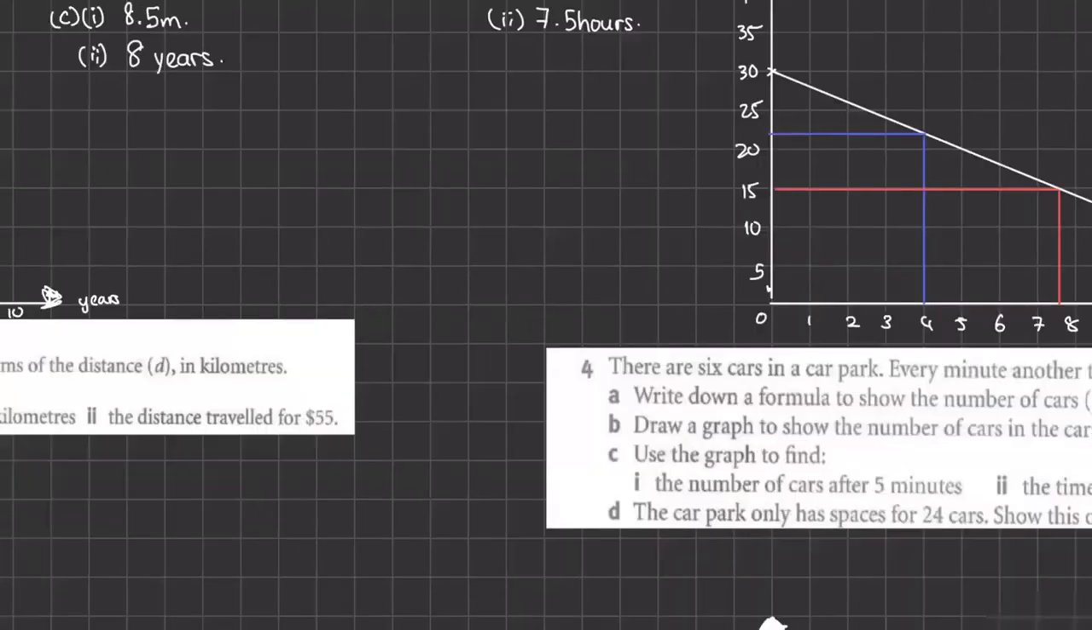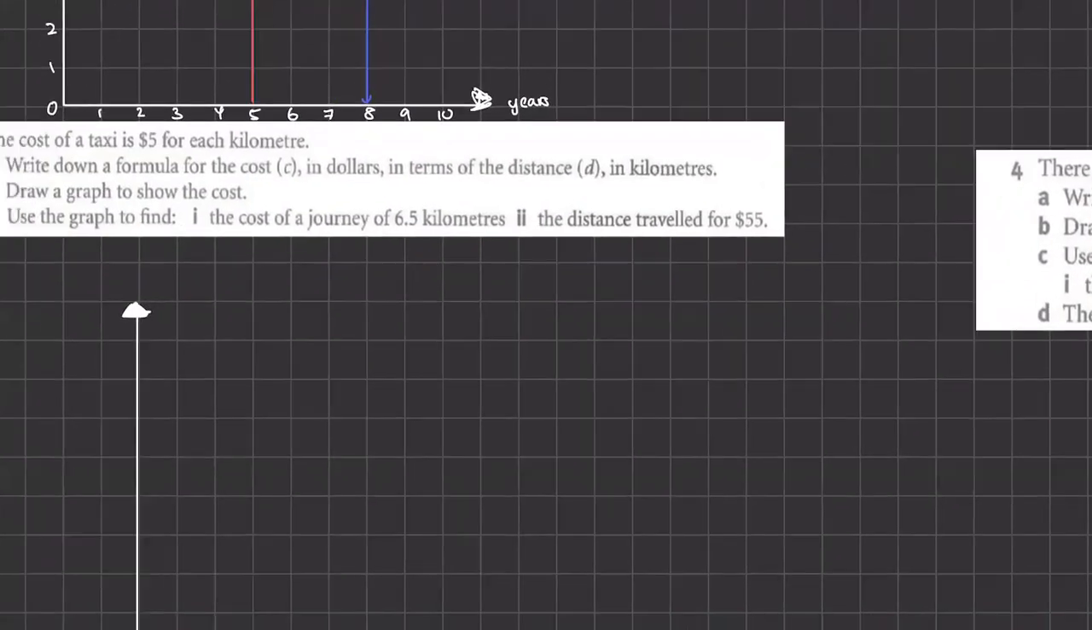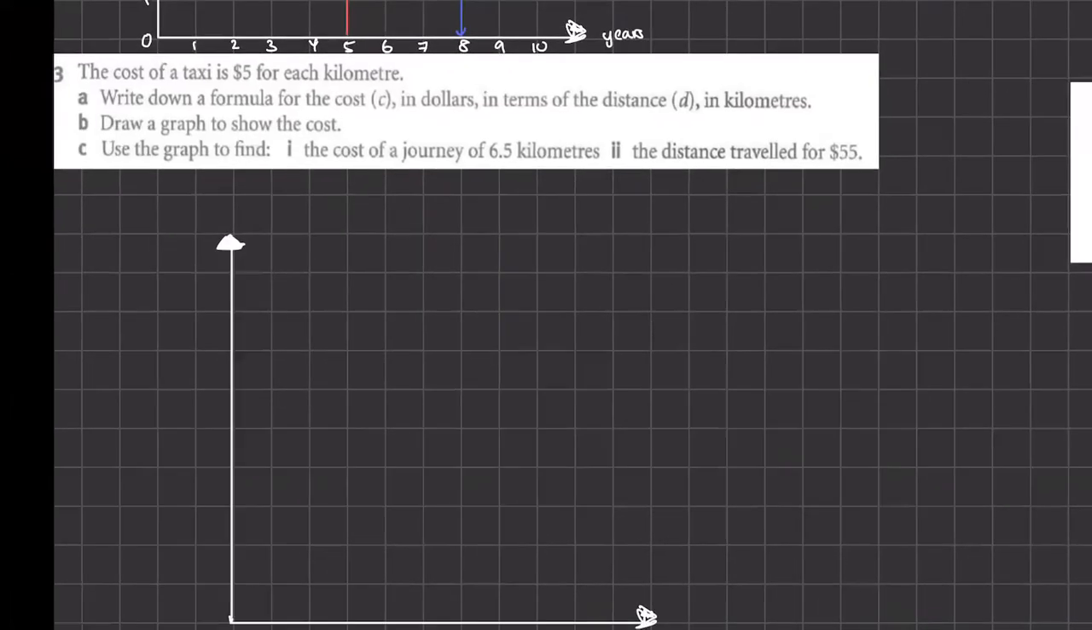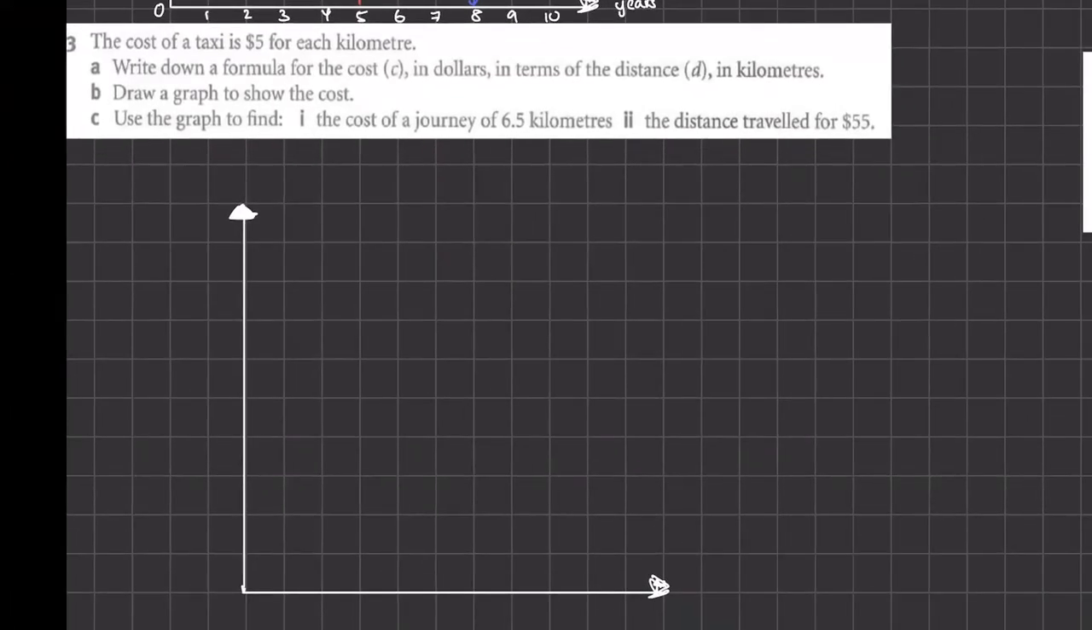Once this is done, we need to look at number 3. The cost of a taxi is $5 for each kilometer. Write down a formula for the cost C in dollars in terms of the distance in kilometers. So this is direct. There is no initial or starting value. So 3A would be cost is equals to 5 multiplied by distance. That's it. So this one is a direct proportion whereby when one is 0, the other one is 0 as well.